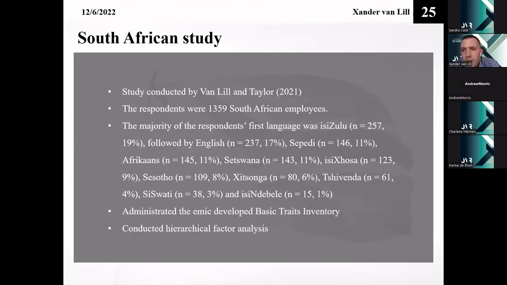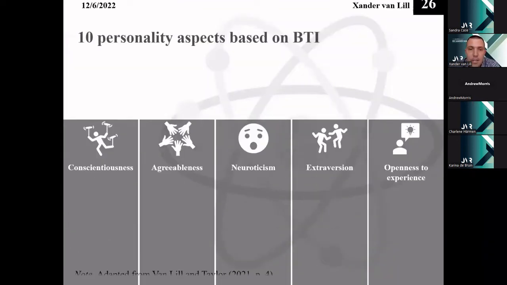Just to relay some of the evidence that we have on the 10 aspects. We had a look at whether these 10 personality aspects replicate in the South African context, and Dr. Nicola and I conducted a study. I'm not going to go into too much detail about the characteristics of the sample that we used. It's available on the screen, and it will be on the slides. This was also a locally developed test, developed by Professor De Bruin and Dr. Nicola Taylor. And we conducted a hierarchical factor analysis to see if we could replicate these findings.